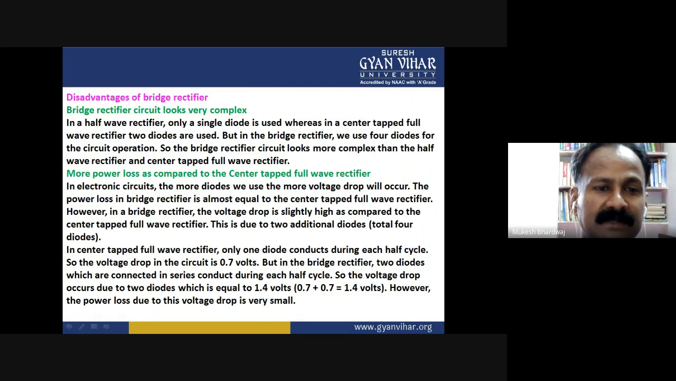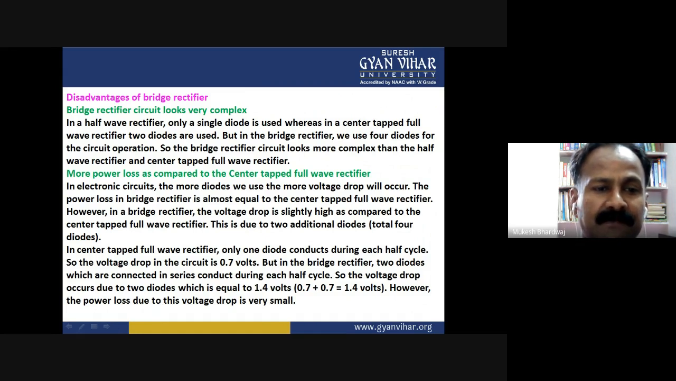More power loss as compared to the center tap full wave rectifier. In electronic circuits, the more diodes we use, the more voltage drop will occur. The power loss in the bridge rectifier is almost equal to the center tap full wave rectifier. However, in the bridge rectifier, the voltage drop is slightly higher as compared to the center tap full wave rectifier. This is due to 2 additional diodes, that is, a total of 4 diodes.